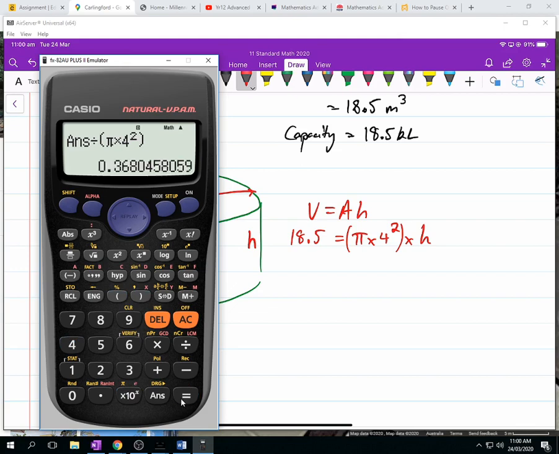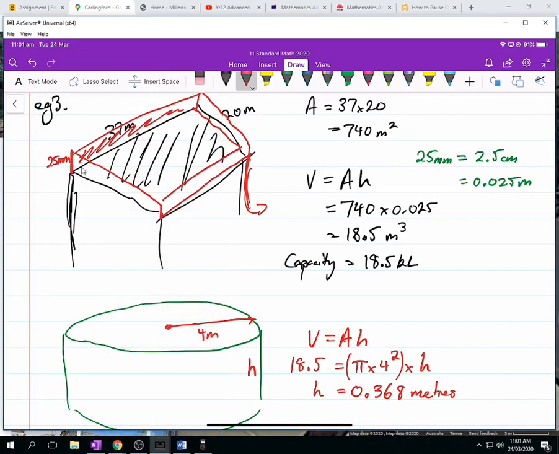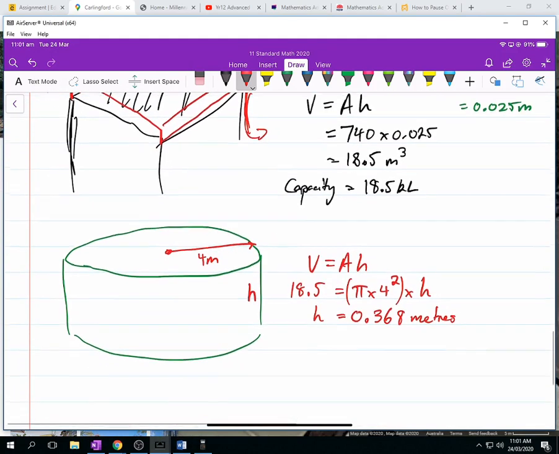There you go. That tank, the height of that massive tank just near the basketball courts is going to rise by 0.368 or 36.8 meters. Okay, with just 25 millimeters of rain on our roof. Okay, and that is a really big tank.